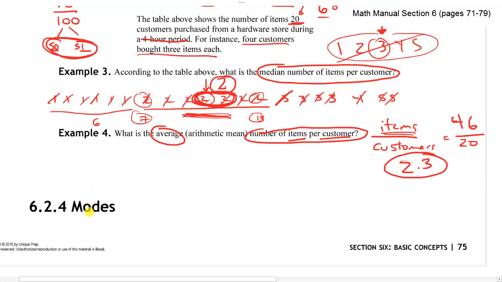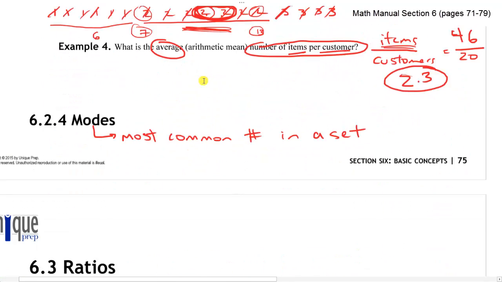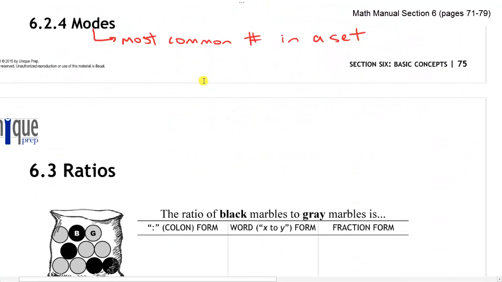The only other thing you might need to know is what the mode is, and we're just going to define this and move on. The mode is the most common number or element or item in a set. So for instance, in the previous question, the mode of these numbers would be 2 because that occurs 7 times. That is more than any other number in this set of number of items purchased per customer. That is it for averages.